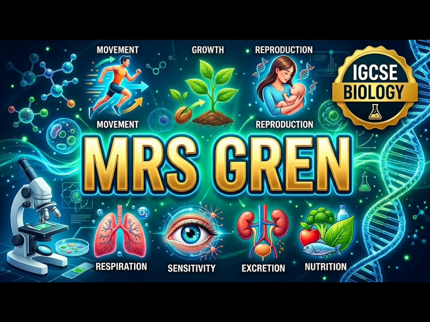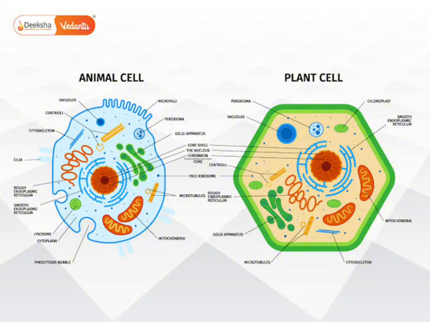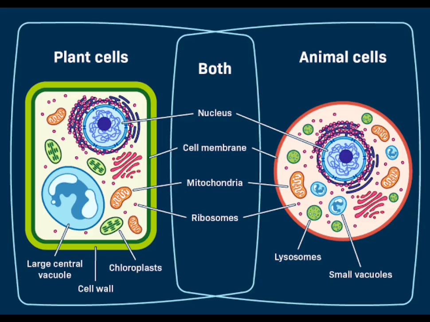Before studying the individual parts of a cell, let's understand that there are two main types of cells: plant cells and animal cells. Both types share many common structures, such as the cell membrane, cytoplasm, nucleus, mitochondria, ribosomes, endoplasmic reticulum, and Golgi apparatus. However, plant cells possess some additional structures, including a cell wall, chloroplasts, and a large central vacuole, which are absent or less developed in animal cells.